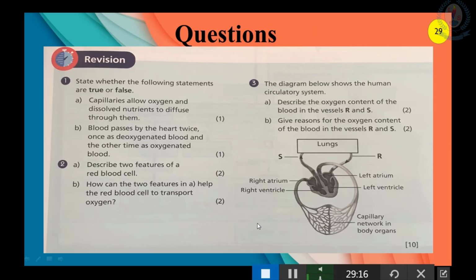Now here are some questions. I hope you can answer these questions.